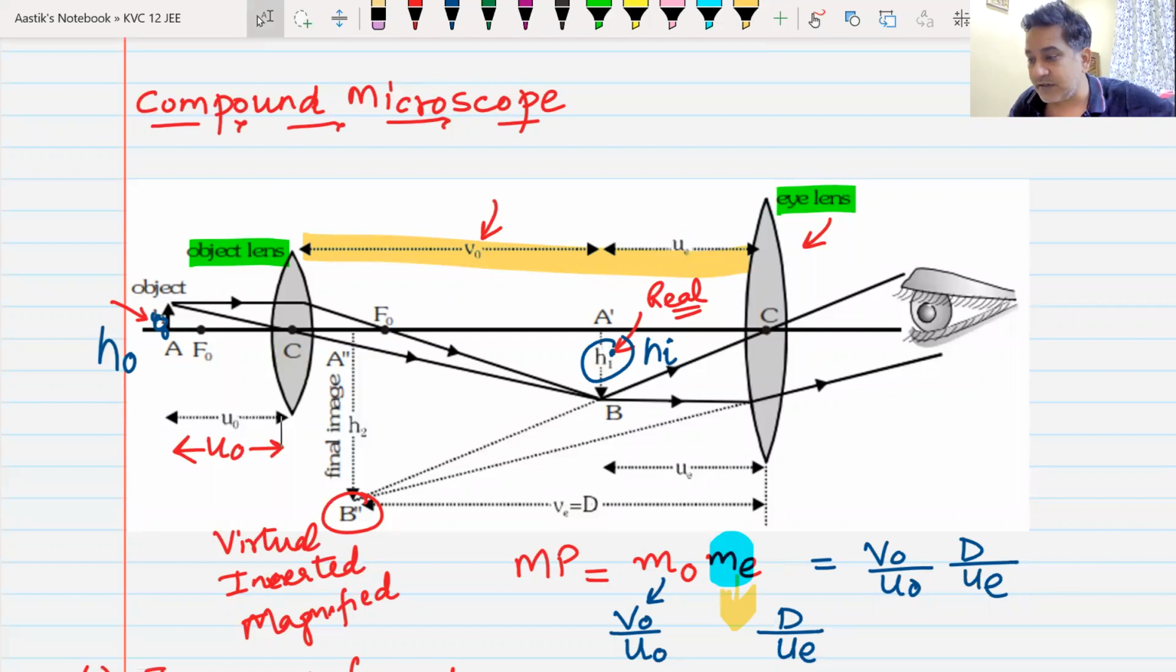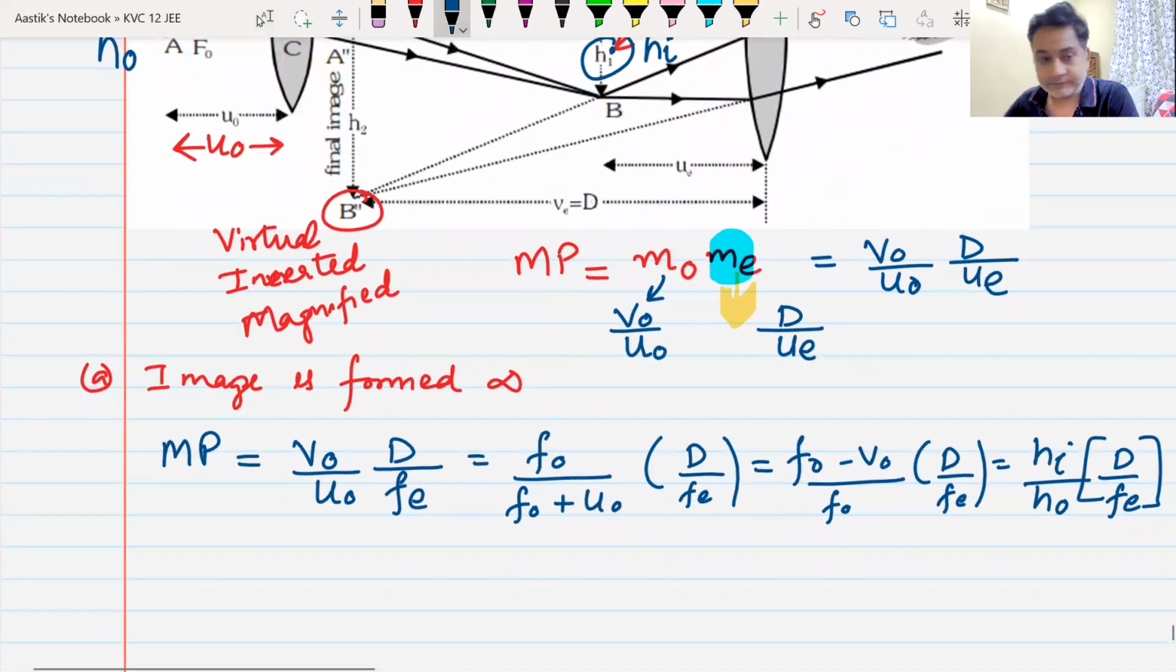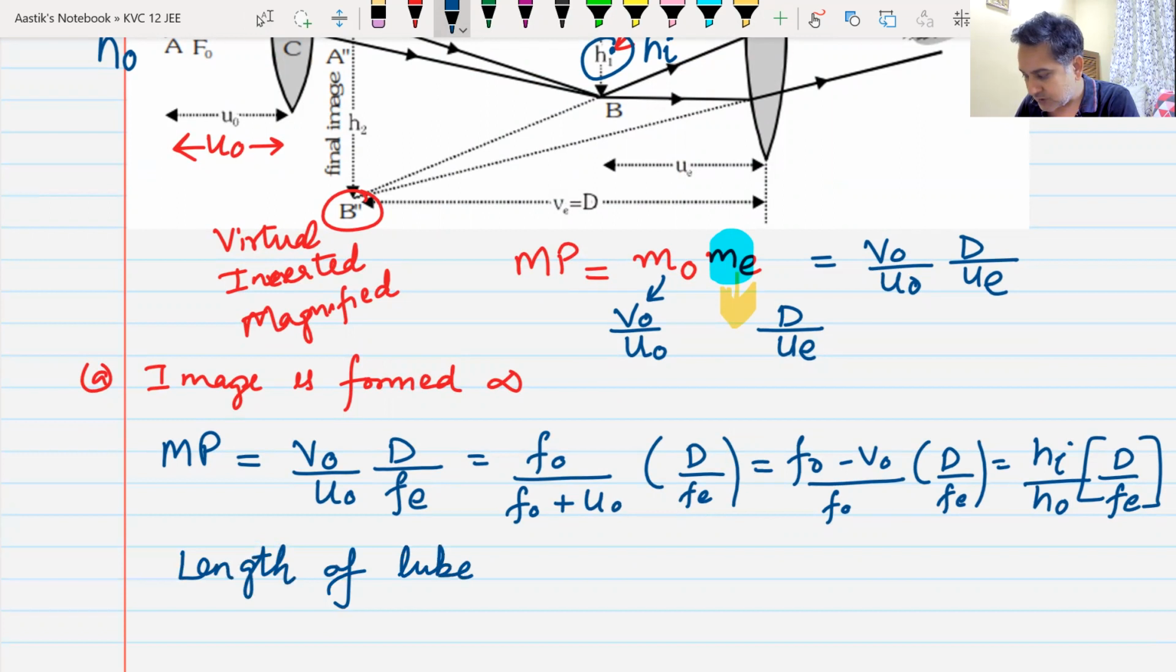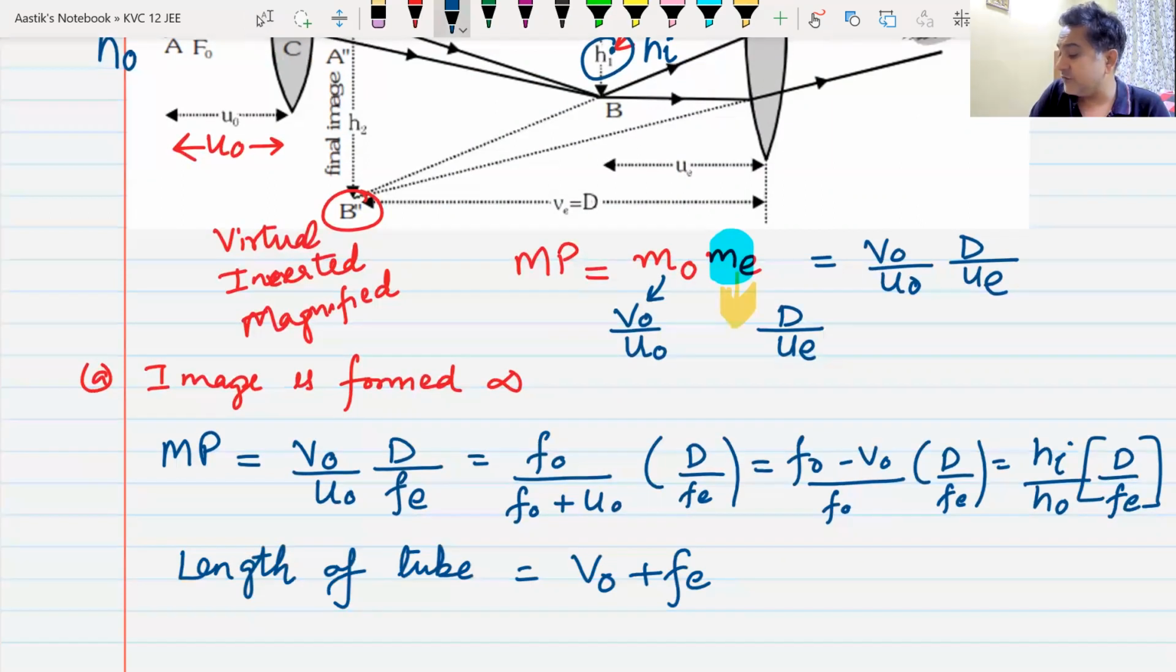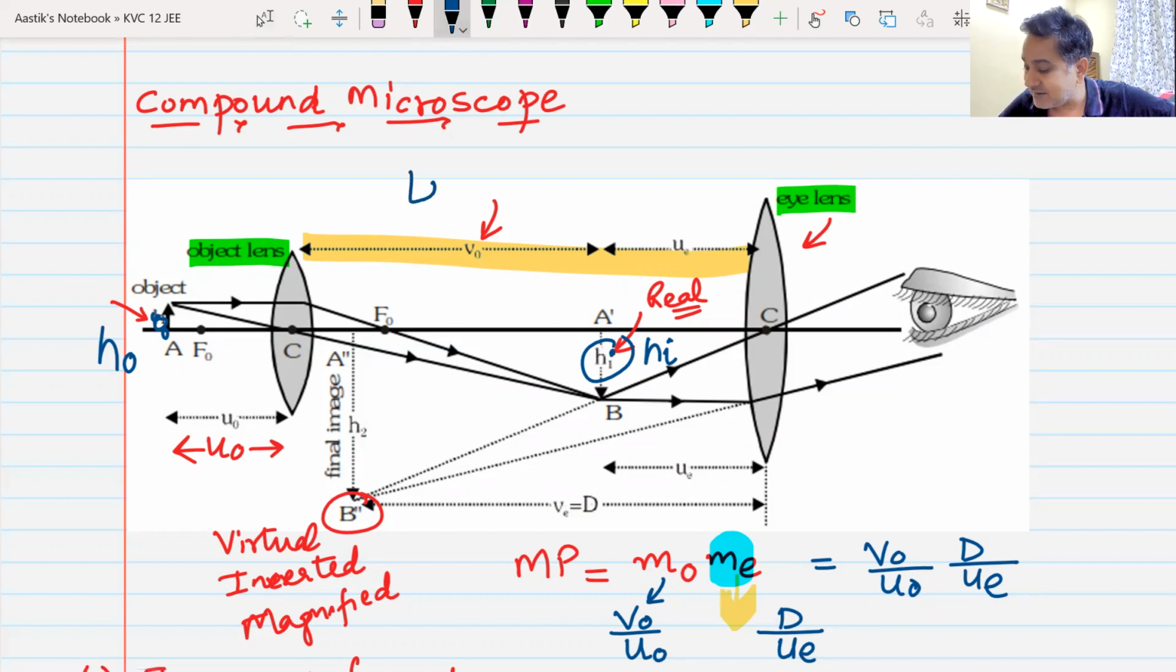In this case, can you tell me what will be the length of the tube of this microscope? And the answer would be V naught plus FE. Yes or no? Because UE is equal to FE. The length of the tube is nothing but the addition of VO with UE without the sign convention. Do we understand this? This is the length of the tube.